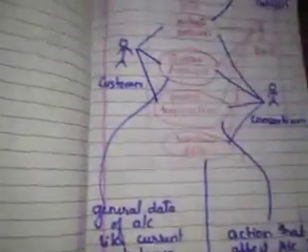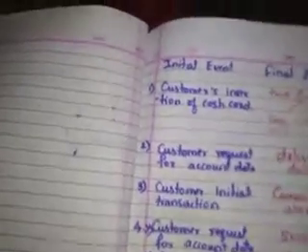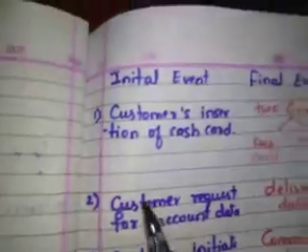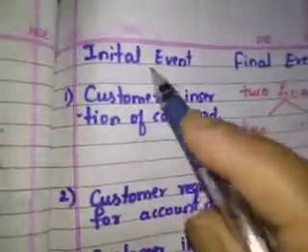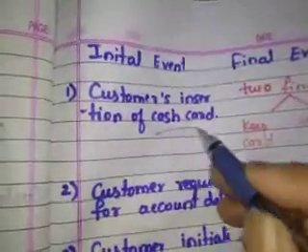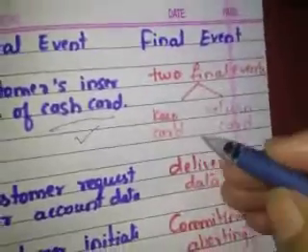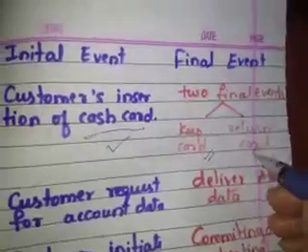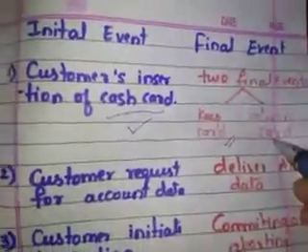So like this, you are finding out the final events. To summarize, we have the different final events. The first use case was initiate session. To initiate the session, the initial event is the customer's insertion of the cash card, and the final event is this: in some ATMs, they keep the card till the transaction is over, and some return it back, right? So there are two final events, either keeping the card or returning the card.